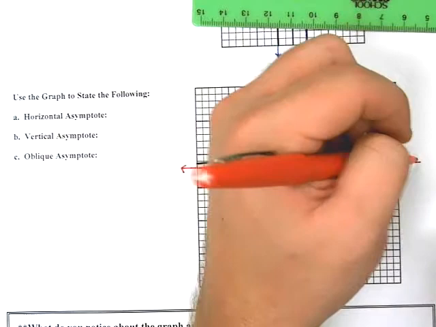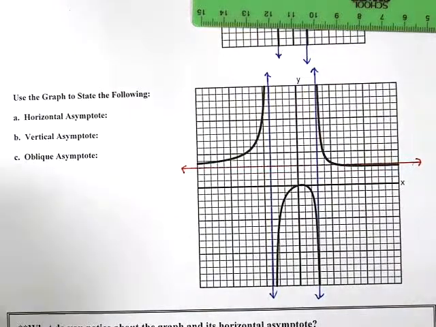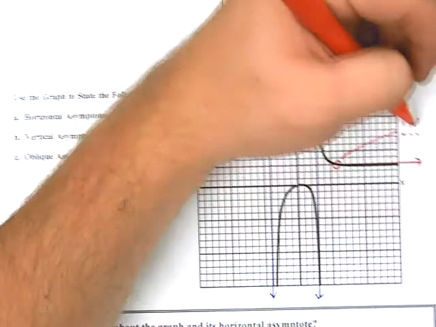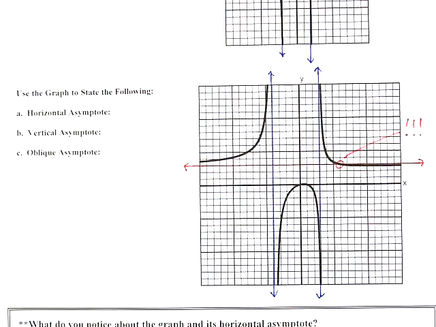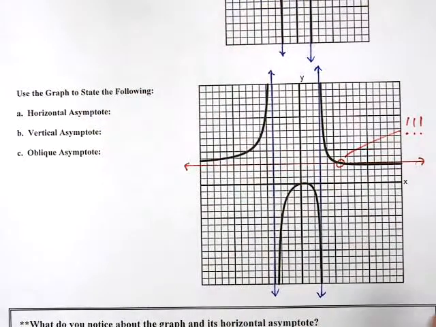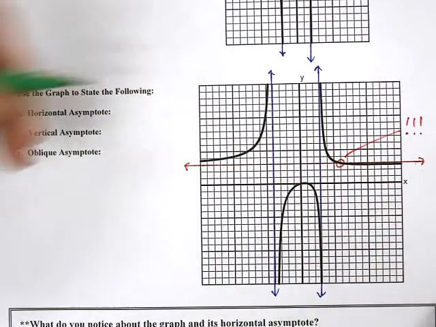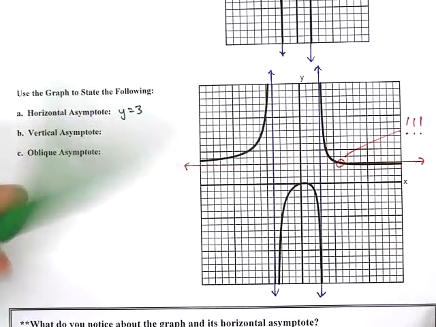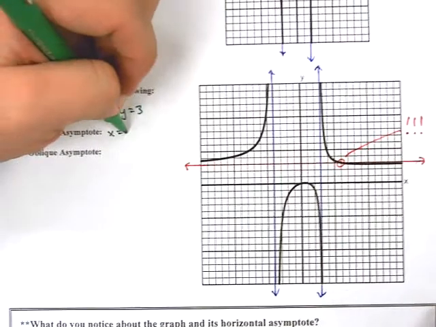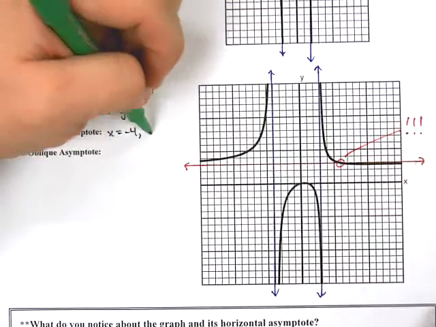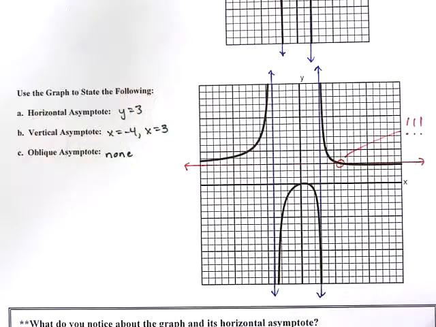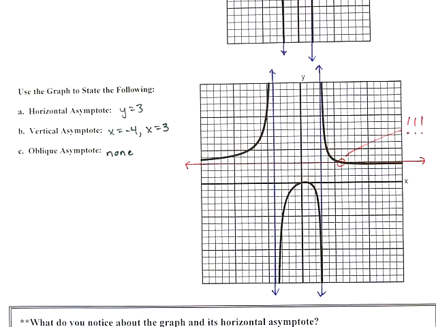That is my horizontal asymptote. And I agree, it's crossing right here. And I'm going to say, what's going on? All right? Everyone say that with me. Let me get these listed first, and then we will chat. So horizontal asymptote, y equals 3. Vertical, x equals -4, x equals 3. Oblique asymptote, none. And now for our little moment.